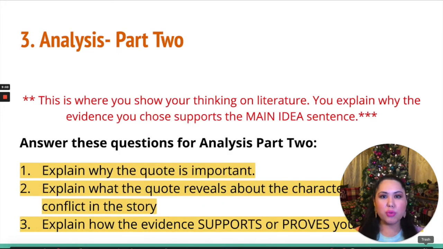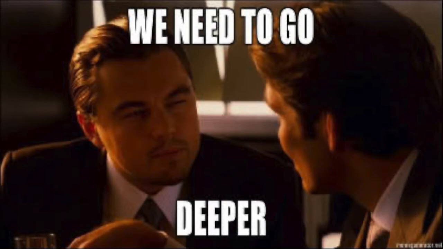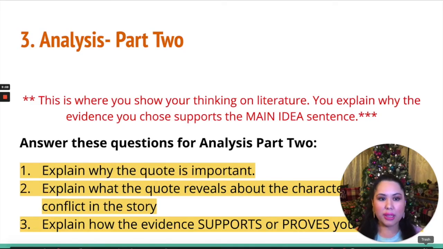All right, so part 2 goes deeper into analysis. This is where you show your thinking on literature. You explain why the evidence you chose supports your main idea. Analysis part 1 is really just about explaining what is going on in the quote. You might think, but just read the quote, you know what's happening in the quote. No, that's not how essays work. The teacher wants to know that you know what is happening in that quote. So you're giving them a quote and then you're explaining that quote. And now in analysis part 2, you're explaining why that quote helps to prove your thesis statement.